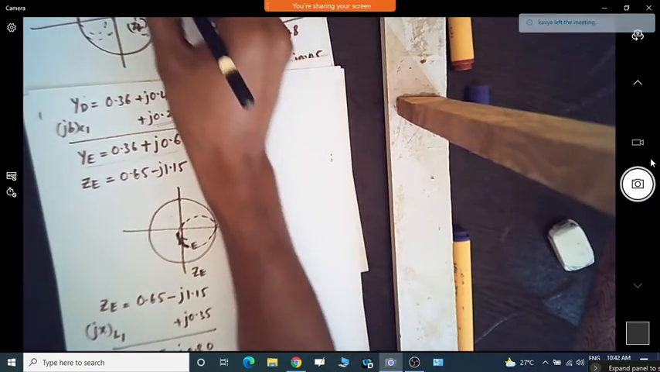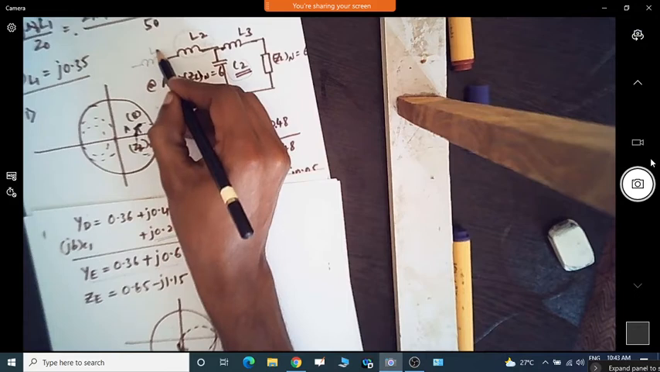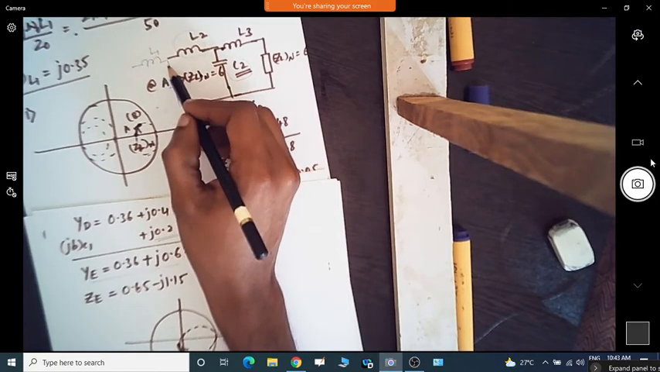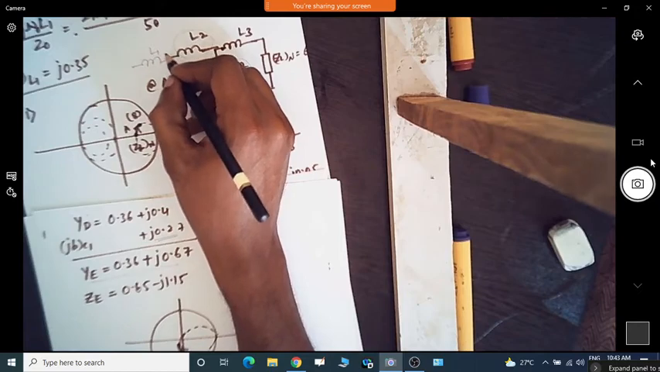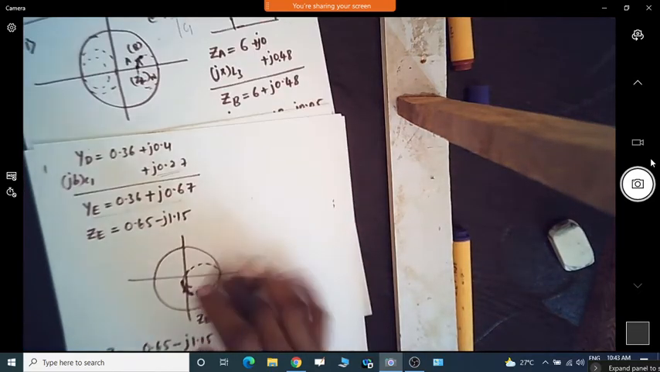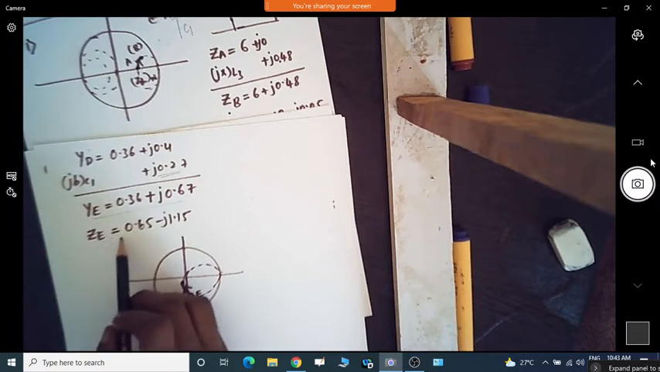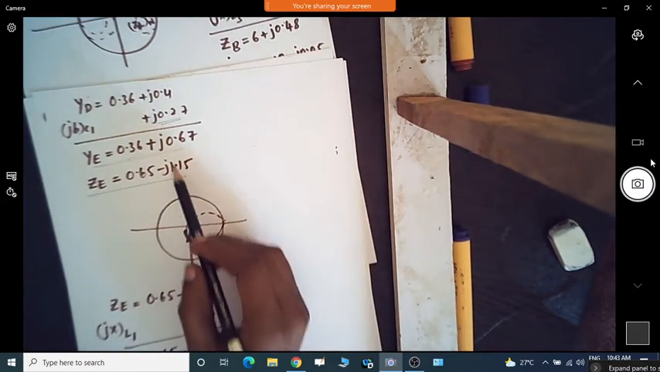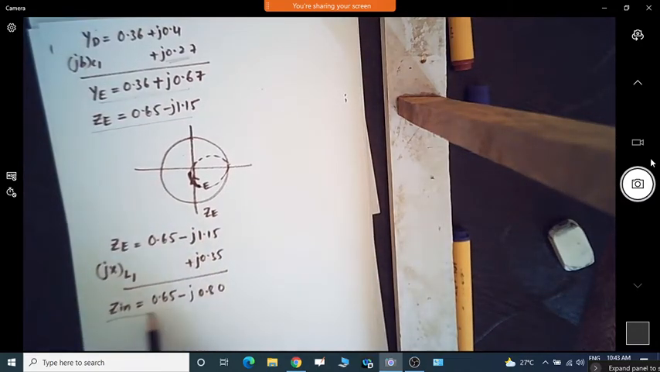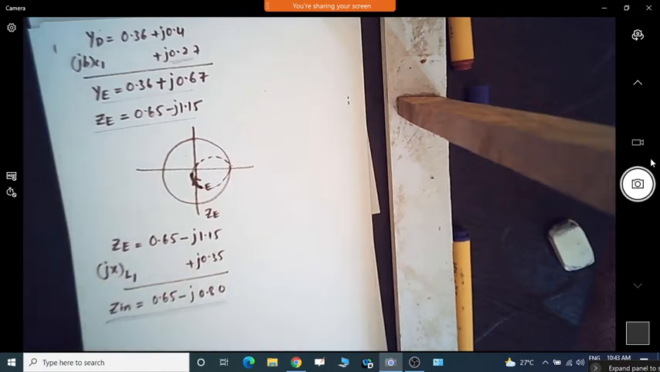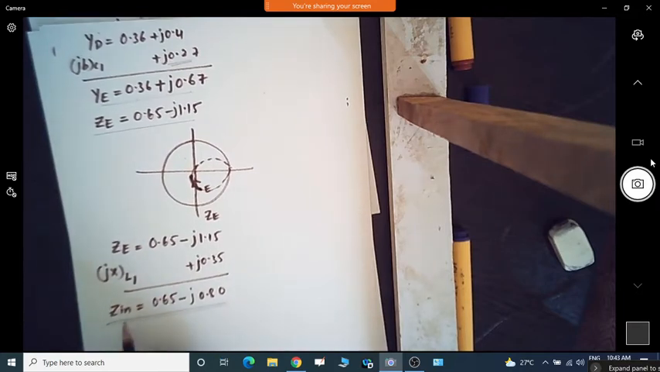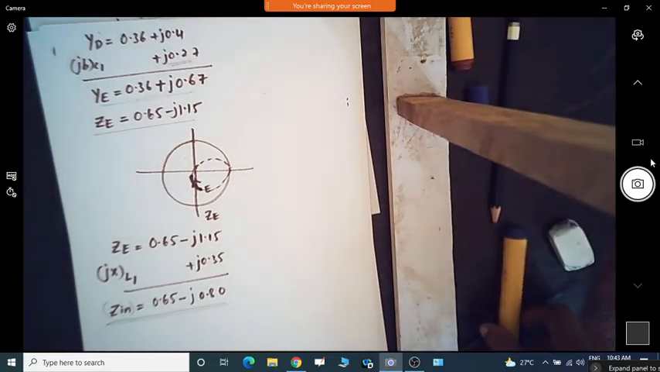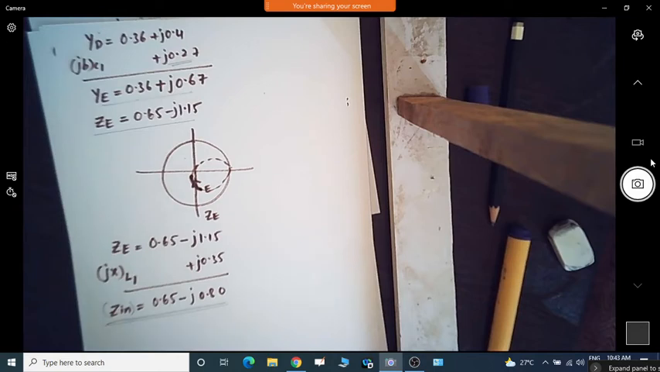Now after this again we need to add the inductor L1. Since it is a series reactance, again we have to switch at point E to the impedance, that is ZE. We have the admittance value, and we need to switch it to the impedance value. Once we get the impedance value, now we need to add the reactance of L1. After adding the reactance of L1, this is the final point where we get the impedance value. Now this is the normalized value of the input impedance.